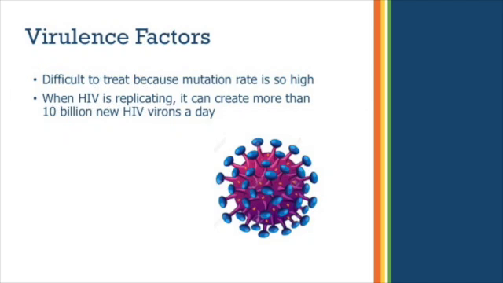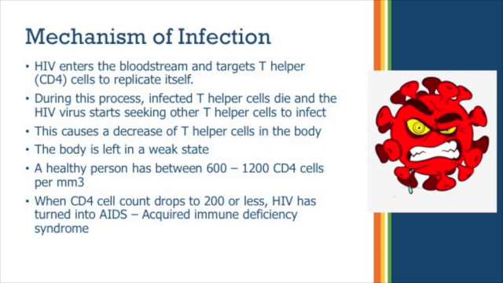HIV is difficult to treat because the mutation rate is so high. When HIV is replicating, it can create about 10 billion new HIV virions a day. HIV enters the bloodstream and targets T helper cells, or CD4 cells, to replicate itself. T helper cells are a type of white blood cell that play an essential role in our immune system and to fight infections. HIV attaches and gains entry to the T helper cell and replicates.